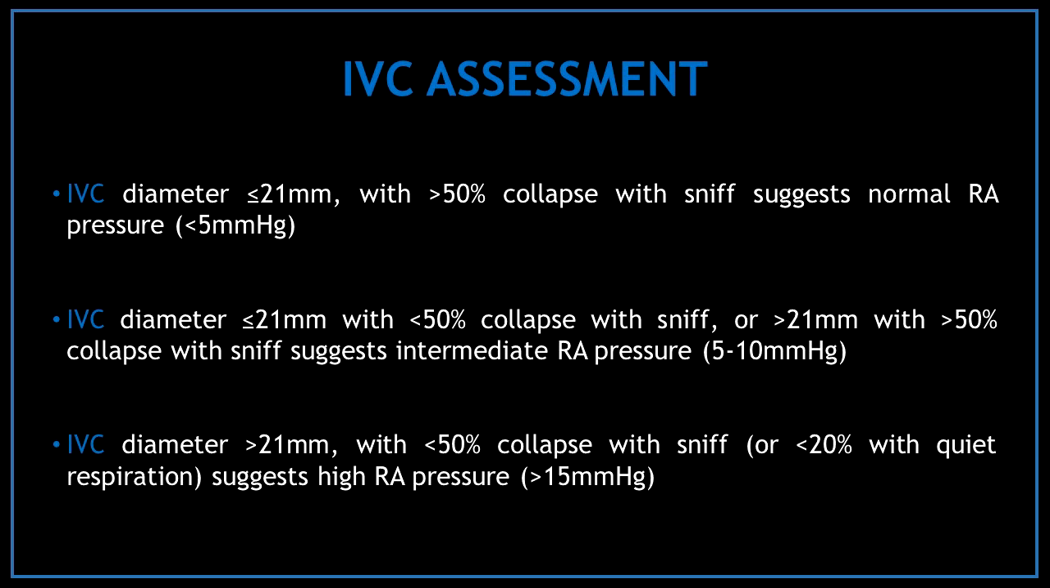Now, if you have an inferior vena cava diameter less than 21 millimeters without a good inspiratory collapse, this suggests an intermediate right atrial pressure between 5 and 10 millimeters of mercury. And if the inferior vena cava is dilated with a diameter more than 21 millimeters without a good inspiratory collapse, this suggests a high right atrial pressure more than 15 millimeters of mercury.